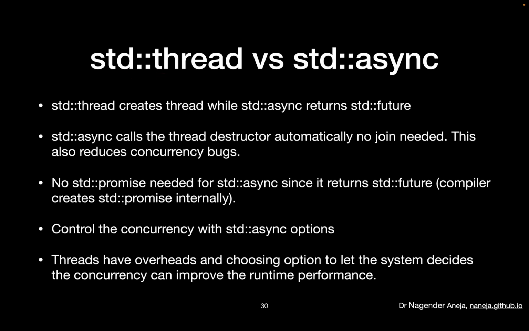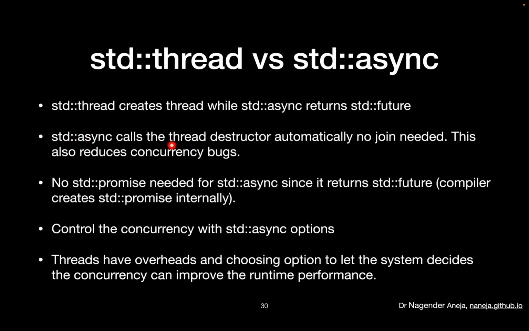Okay, so standard thread versus standard async. We have used standard thread: create a thread, pass the promise to the thread, and the promise sets the values, and we can get that value using the future. In standard async, we don't pass any promise, it's a regular function, it returns values, and that return is the future, and we get that future. So standard thread creates a thread, while standard async returns the future. We don't have to create the thread, and it gives us the future.